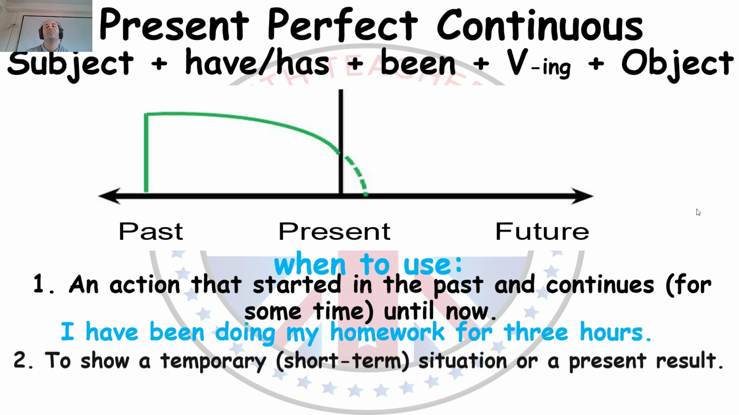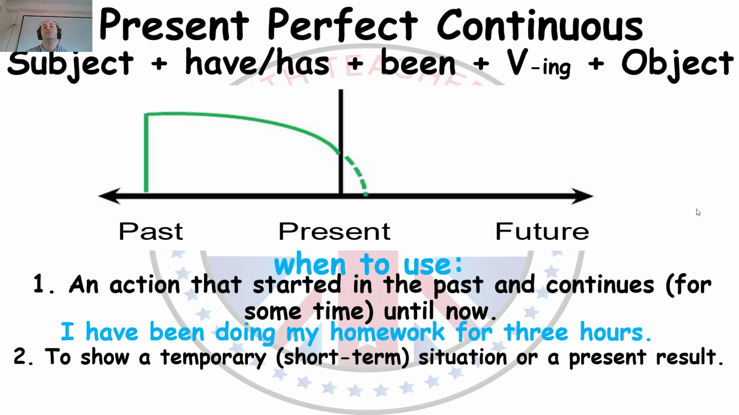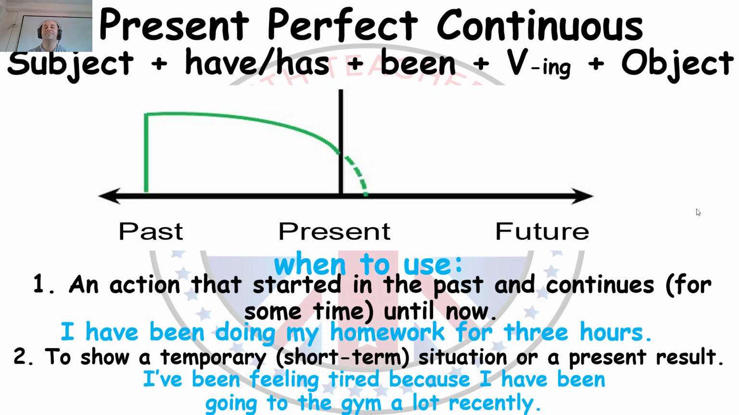We can also use it to show a temporary short-term situation or a present result. This is a longer sentence. You could say, I've been feeling tired because I have been going to the gym a lot recently. I have been feeling unhappy because I have a lot of homework. Something like this: a temporary short-term situation and a present result.